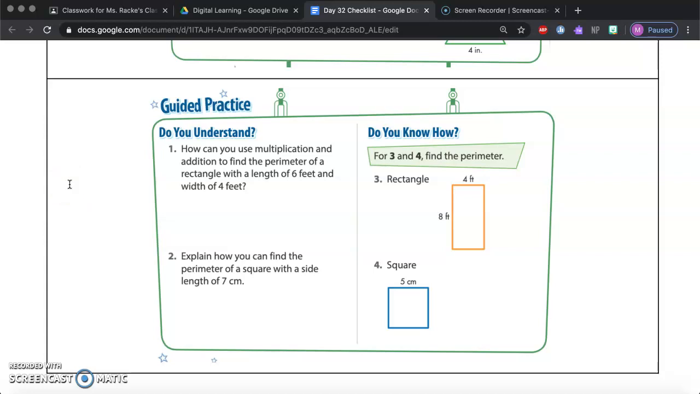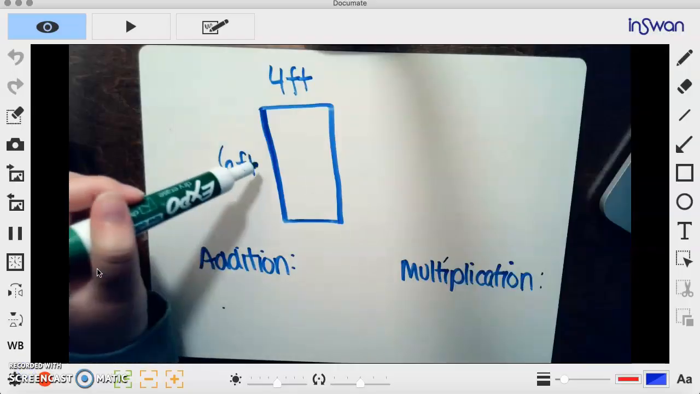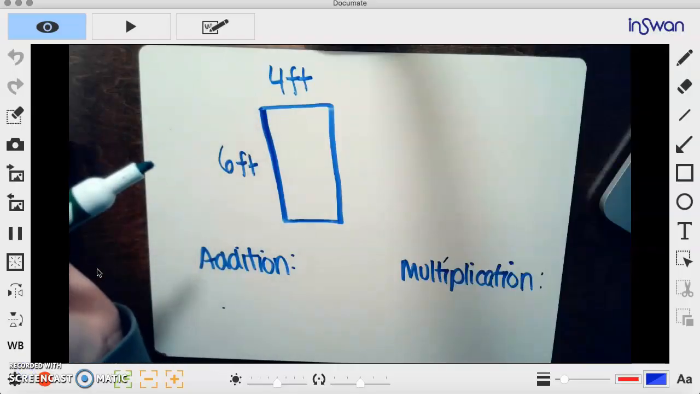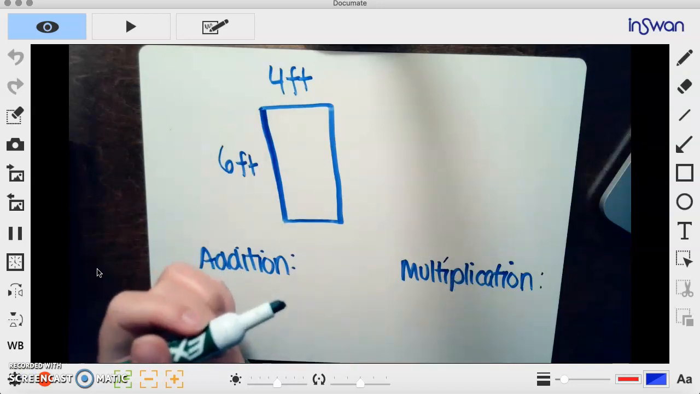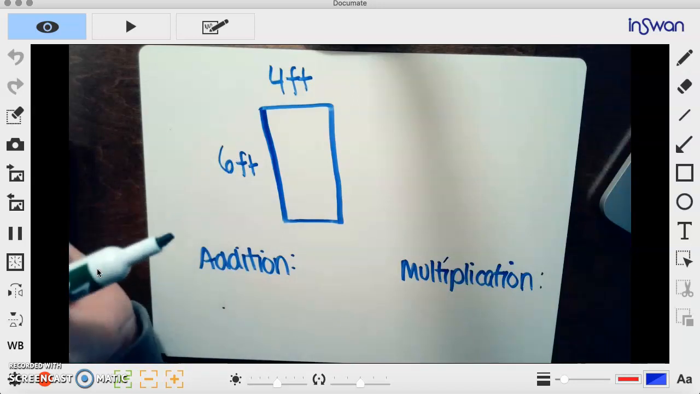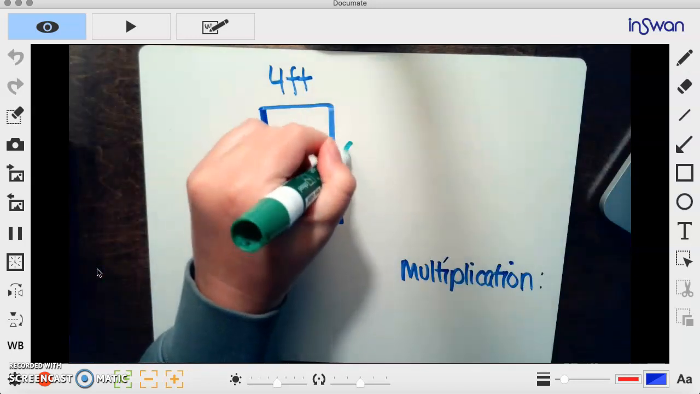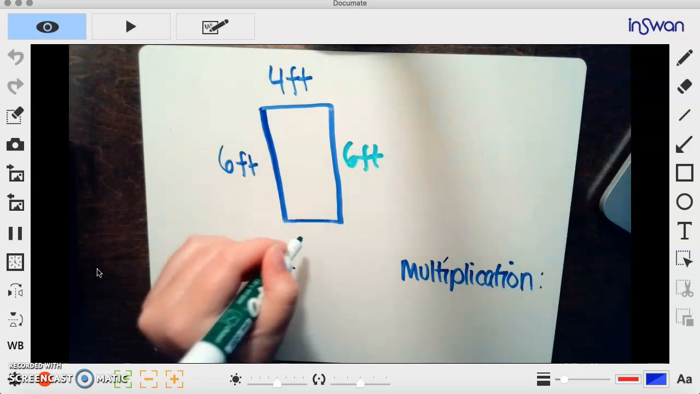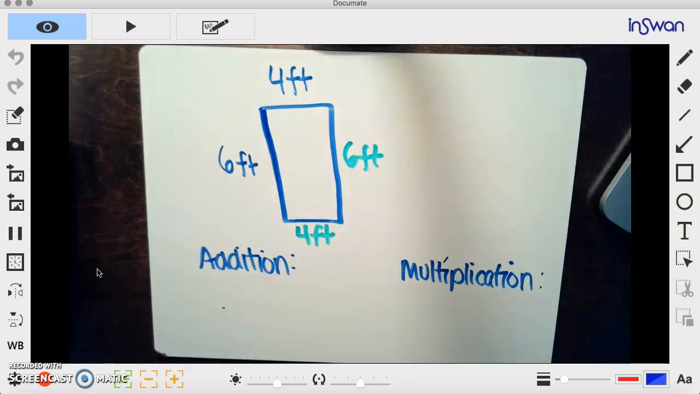So I went through that kind of quickly, but let's go ahead and look into our guided practice questions. So number 1, how can you use multiplication and addition to find the perimeter of a rectangle with a length of 6 feet and a width of 4 feet? I drew out my shape right here, and I have my 6 feet, 4 feet, and I'm going to be using addition and multiplication. So what I know about a rectangle is opposite sides are the same length. So I can go ahead and put 6 feet right here, and I can put 4 feet down here because of what I know about what a rectangle is.